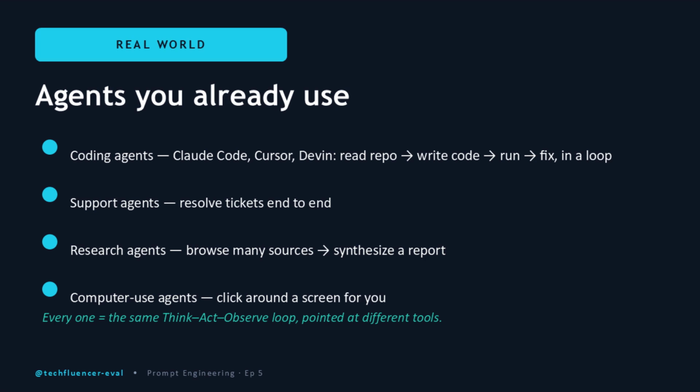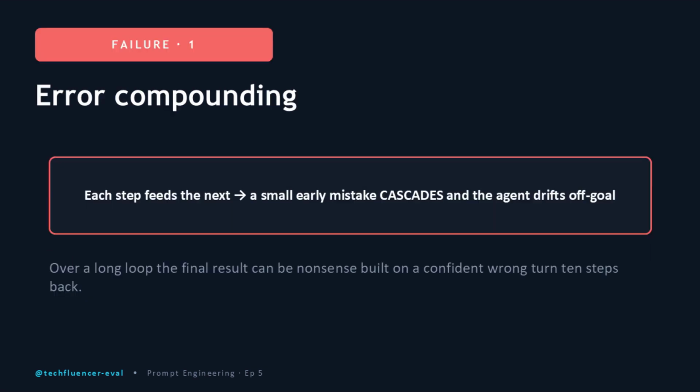They're not. And the next 4 points are what separate people who talk about agents from people who ship them. Failure 1. Error compounding. Because the agent feeds each step's output into the next, a small mistake early doesn't stay small. It cascades. Over a long loop, the agent can quietly drift away from the goal, each step a little more off than the last, until the final result is nonsense built on a confident wrong turn, 10 steps back.